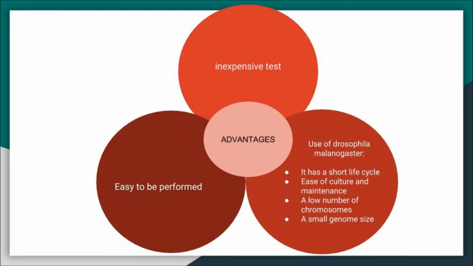Now let's have a look at the advantages of the sex-linked lethal test. Firstly, it is an inexpensive test. Next, the sex-linked lethal test is easy to perform. Third, the use of the fruit fly Drosophila melanogaster as the model organism brings about a few advantages such as it has a short life cycle, ease of culture and maintenance, it has a low number of chromosomes, and it has a small genome size.